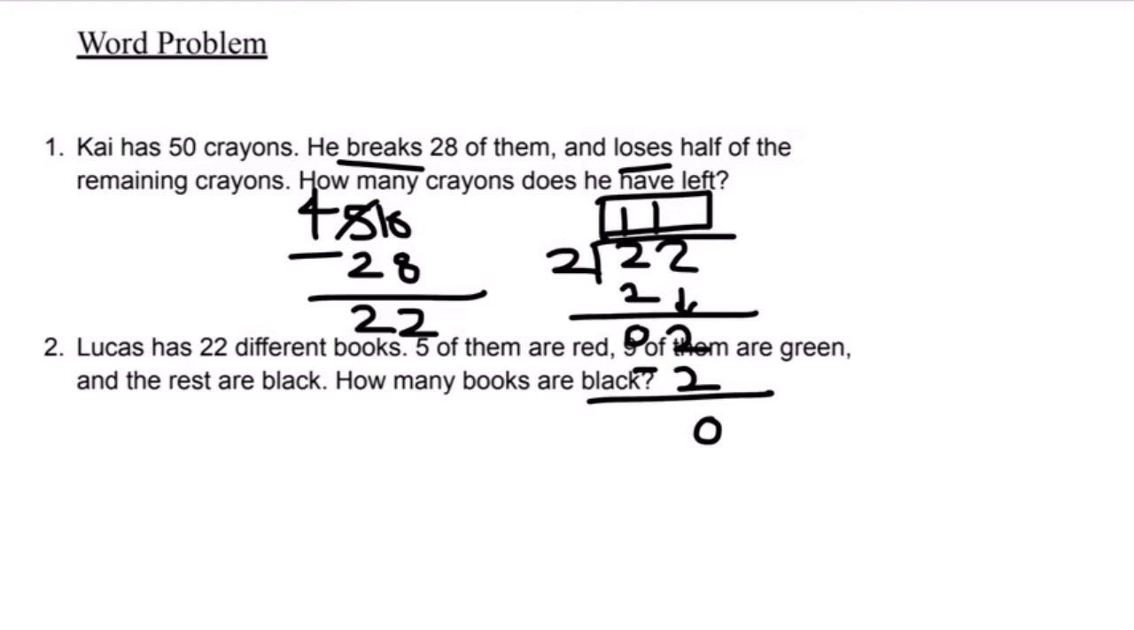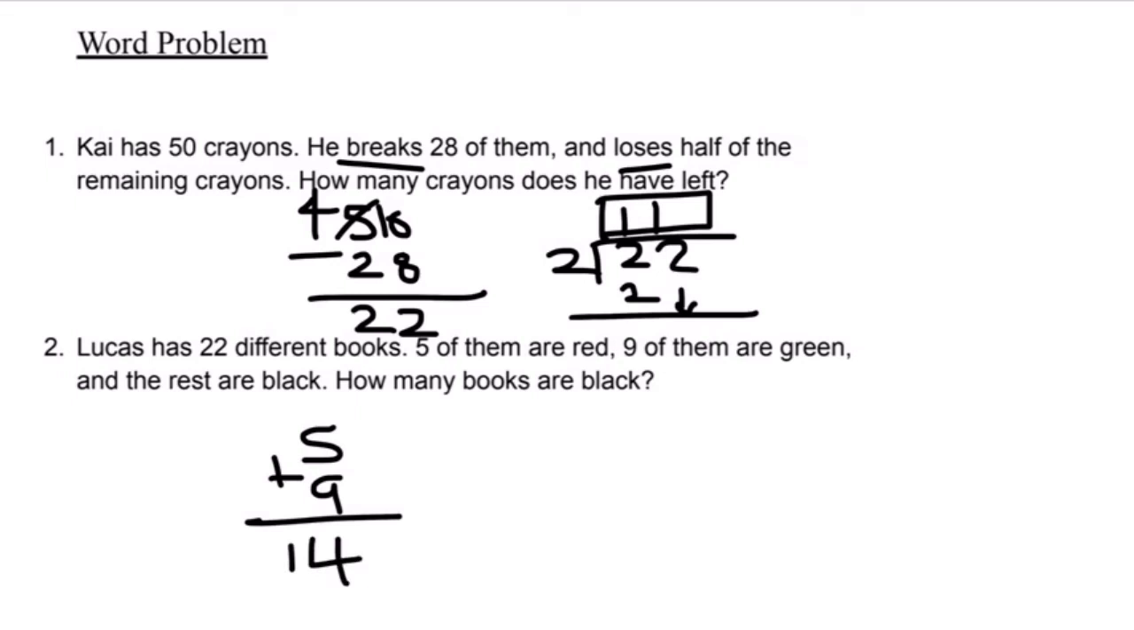Number 2. Let me erase this first before we move on. Number 2, Lucas has 22 different books. 5 of them are red, 9 of them are green, and the rest are black. How many books are black? Knowing that the remaining number of books are black, we know that 5 plus 9 should be the red and green books. Therefore, we need to solve 5 plus 9. 5 plus 9 equals 14. Therefore, we need to subtract 22 minus 14 in order to find the remaining books that are black.